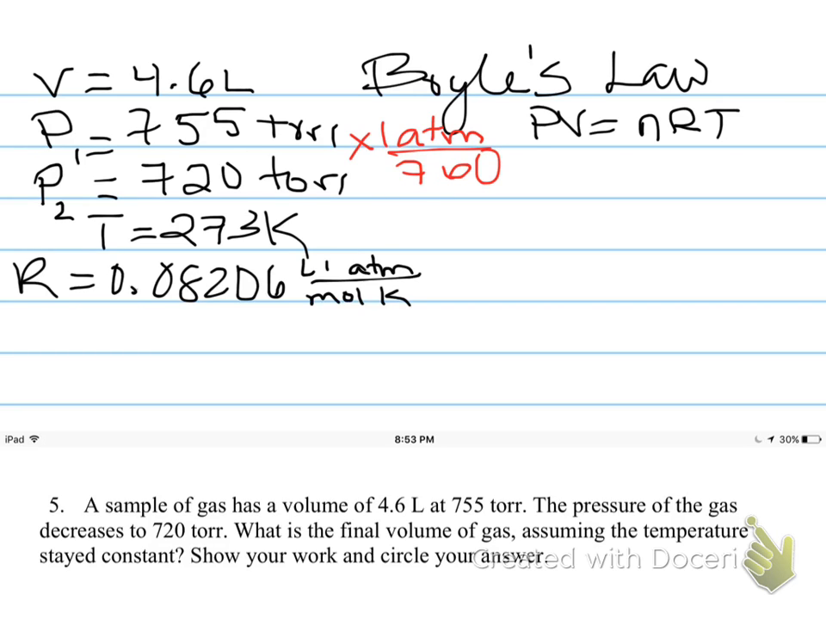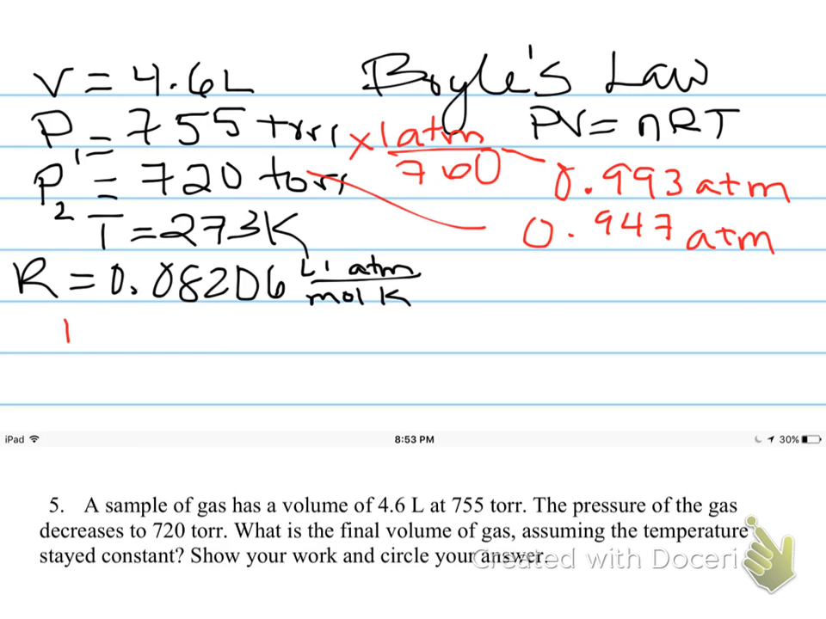So P1, we end up with almost 1 atmosphere. It's 0.993. For P2, it's 720 divided by 760. We get 0.947 atm. So I'm just going to plug it in and solve for moles.